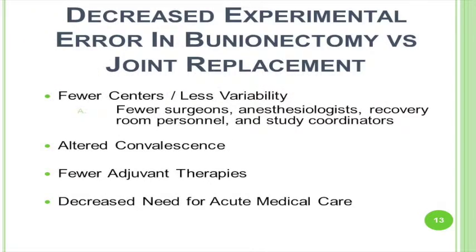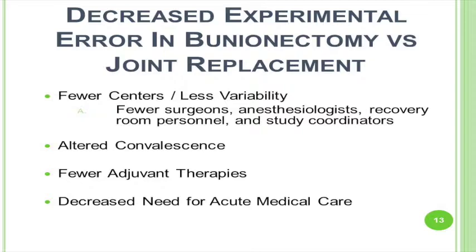So the first point is that if you have fewer centers, then you have less variability. There's fewer surgeons, anesthesiologists, recovery room personnel, study coordinators, which leads to a cleaner experiment. In addition, the convalescence after bunionectomy is not as complicated as the convalescence after joint replacement. Patients who undergo joint replacement need pretty intensive physical therapy. They need a hospital environment with a lot of different types of practitioners looking in on them. And all these practitioners add variability.